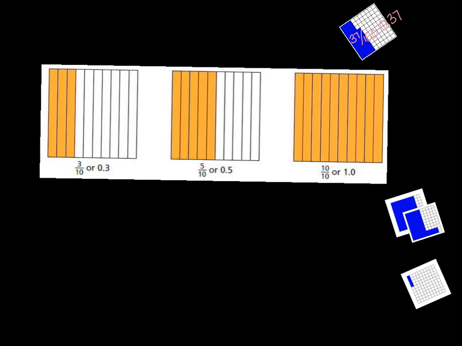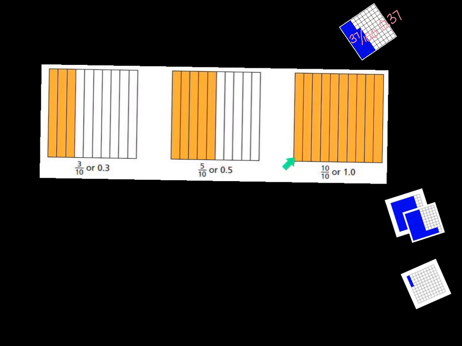Our first picture is showing that I have 1, 2, 3/10 shaded in. This is my fraction, and this is how I would write my decimal, 0 and 3/10. If we move over to this grid, we have 1, 2, 3, 4, 5 shaded in. So that's where I get 5/10. And in decimal form, we would write that as 0 and 5/10.